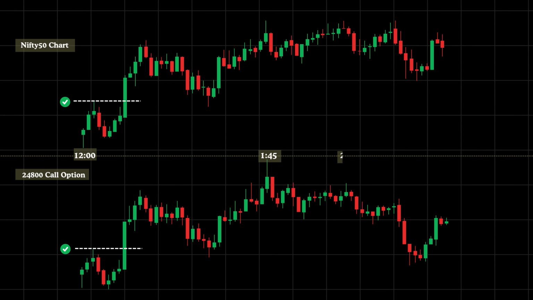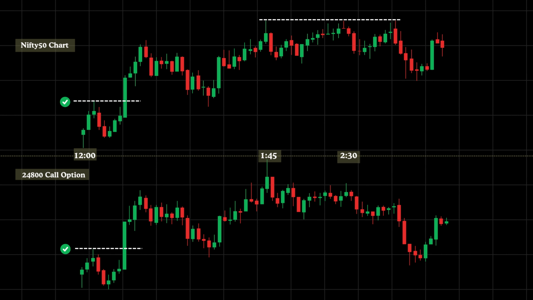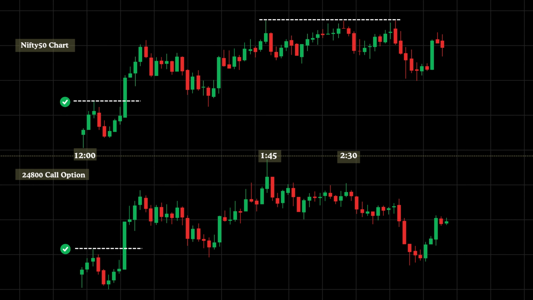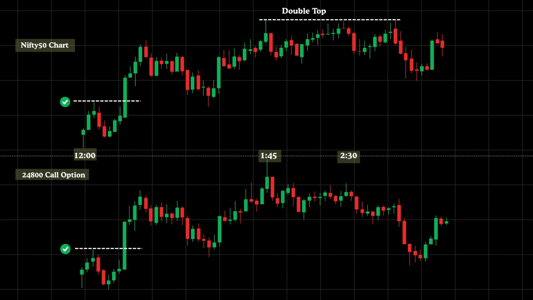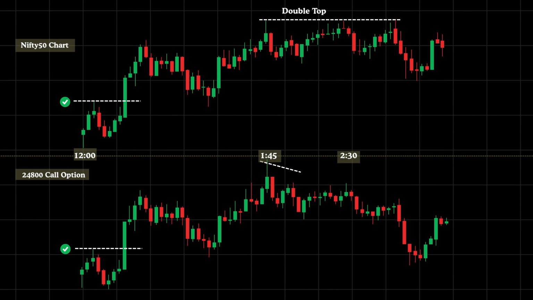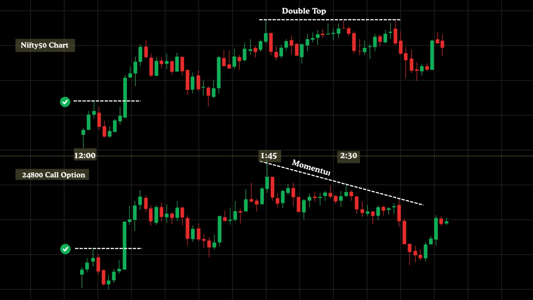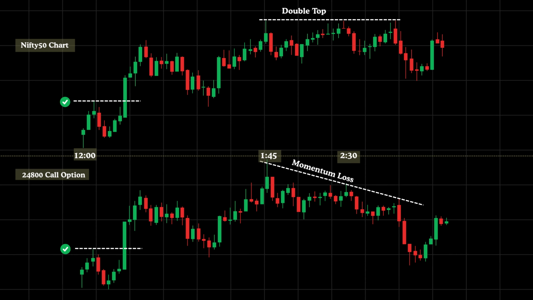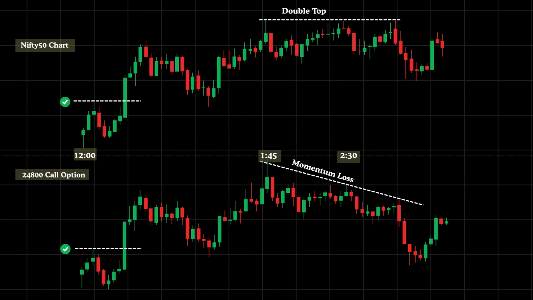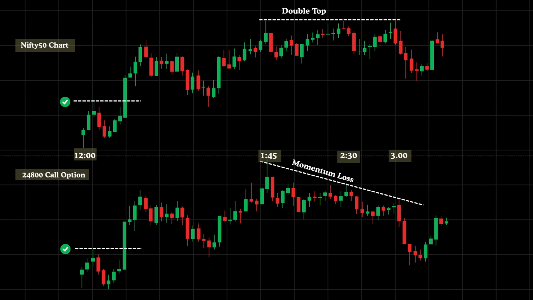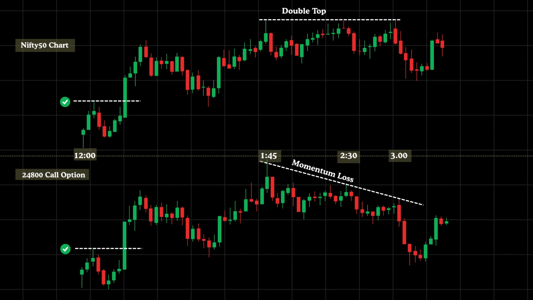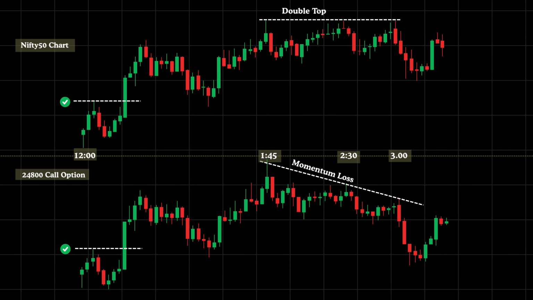However, at 2:30, the index chart reached a nearly identical high, forming what is known as a double top. At the same moment, the option premium started moving downward instead of rising. This indicates that the momentum in the option premium had completely disappeared, resulting in a steady decline. By 3 o'clock, the index again reached the same high, but the option premium continued to fall.